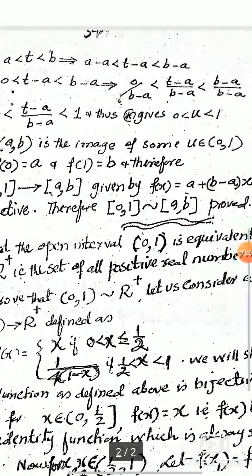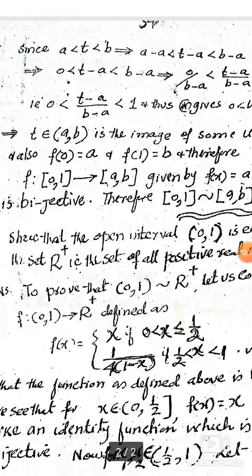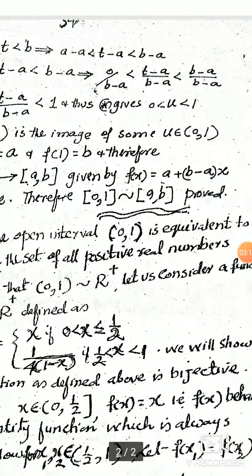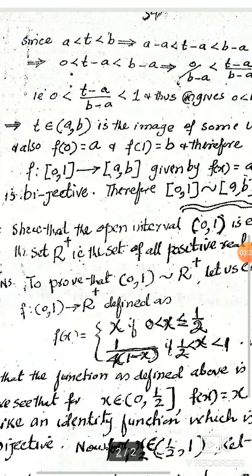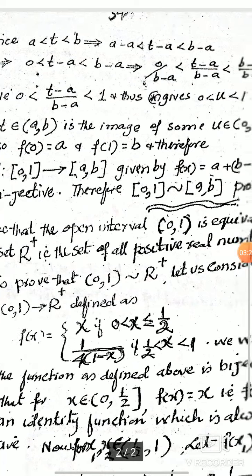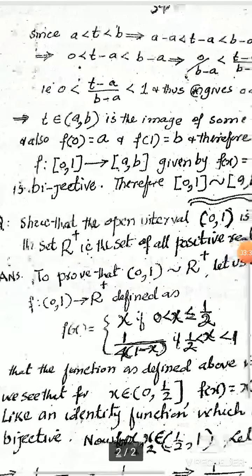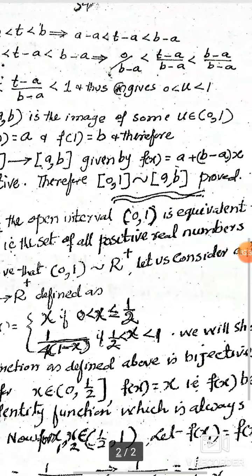Thus star gives us u is greater than 0 and less than 1, that is, t belonging to the open interval (a,b) is the image of some u belonging to the open interval (0,1), and also f(0) = a and f(1) = b. Therefore the function f from [0,1] to [a,b] given by f(x) = a + (b − a)x is bijective. Therefore we can say that [0,1] is equivalent to [a,b], and that is proved.